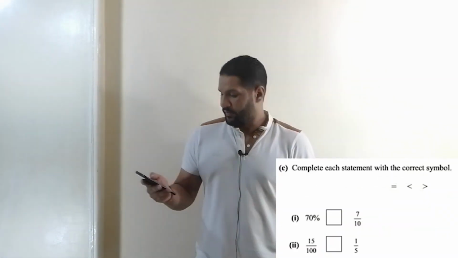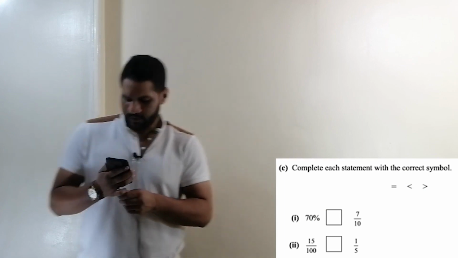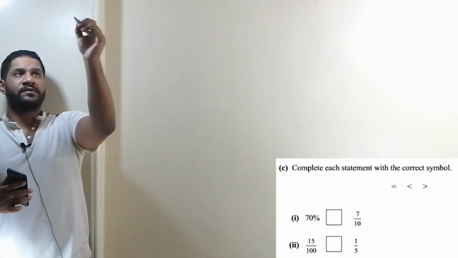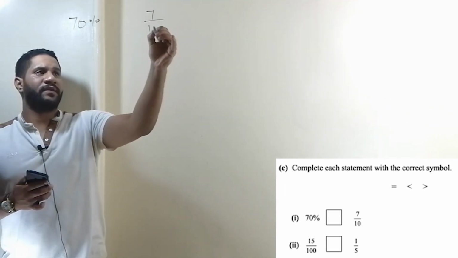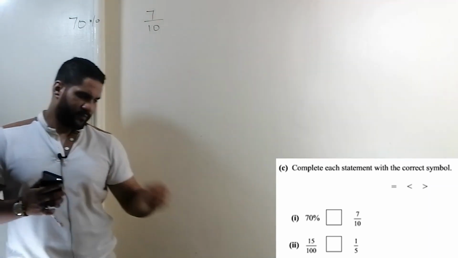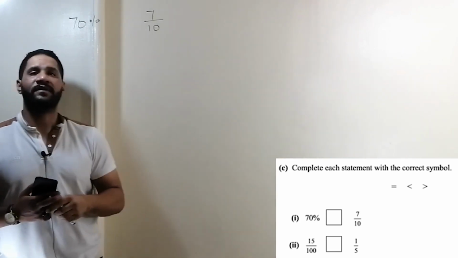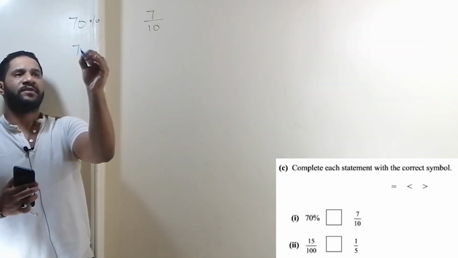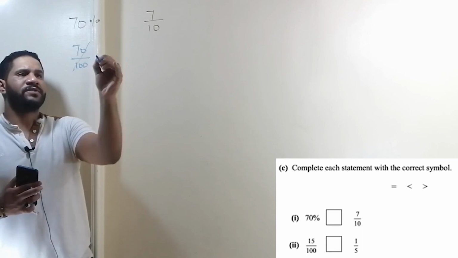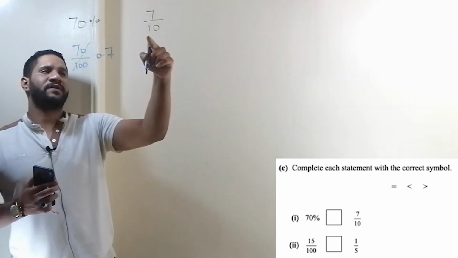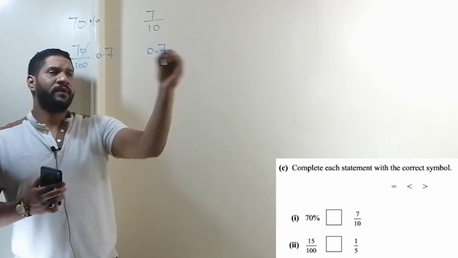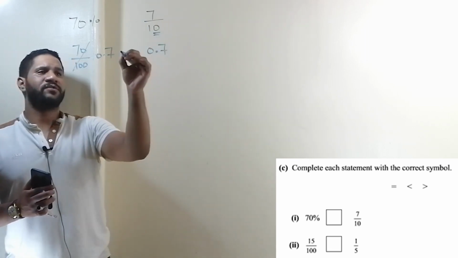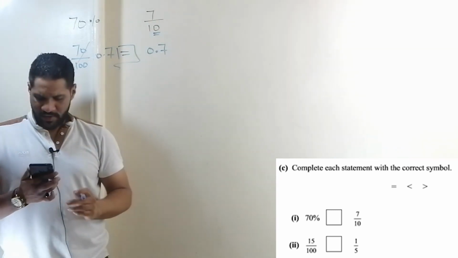Let's look at number 13. He's saying complete in between the numbers, whether greater, smaller or equal. I have in the first one 70% compared to 7 over 10. We all know from previous years that 70% means 70 over 100, which is 0.7. And you also know that 7 over 10 means that the decimal point will be shifted only one time, so it's 0.7. So both of them are equal.